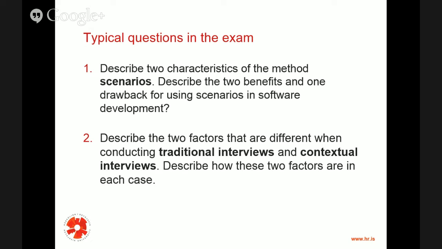So one benefit would be that it's easy to involve users because they connect nicely to this. And one drawback could be that it's maybe too focused. It doesn't really cover everything. It just takes one particular example, but doesn't tell maybe the whole story. It depends on how good the scenario is.